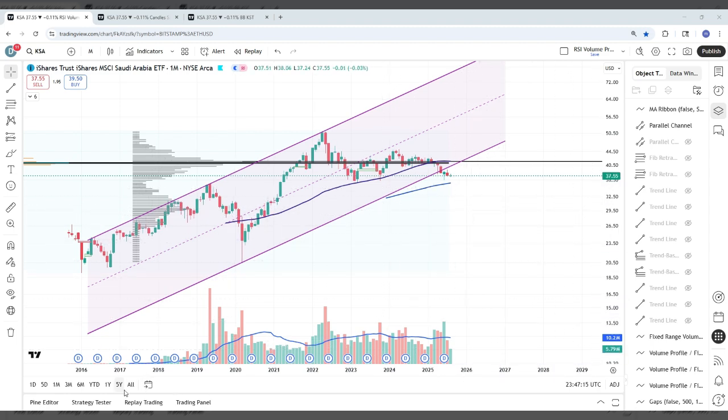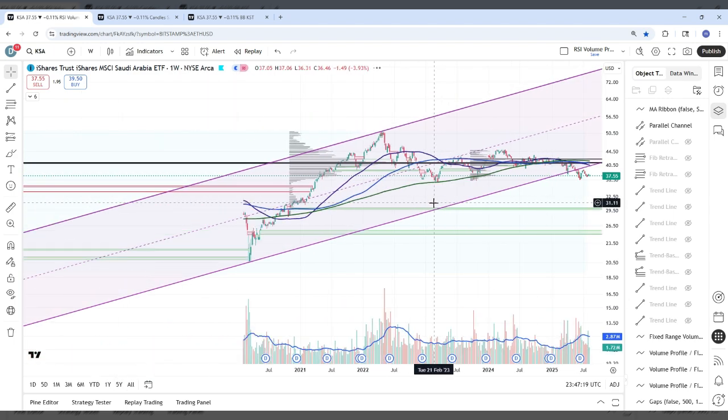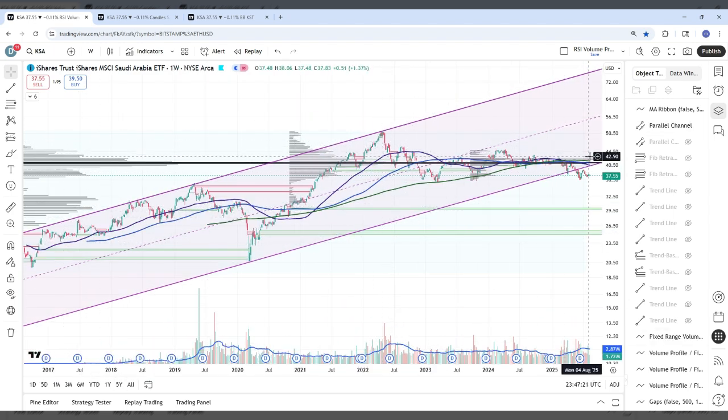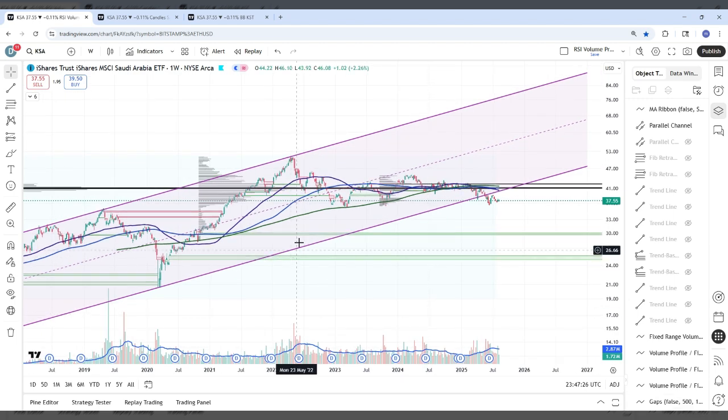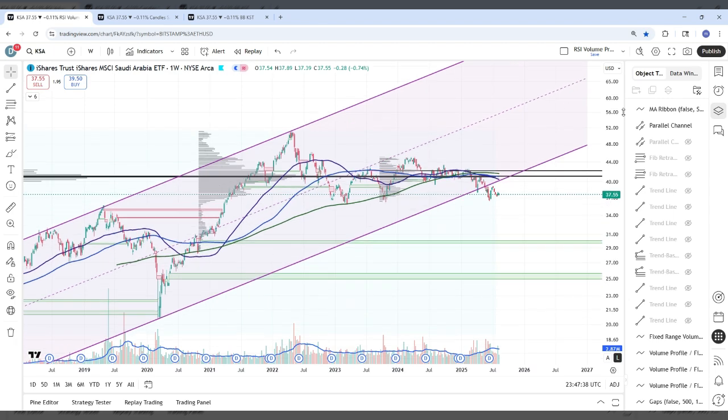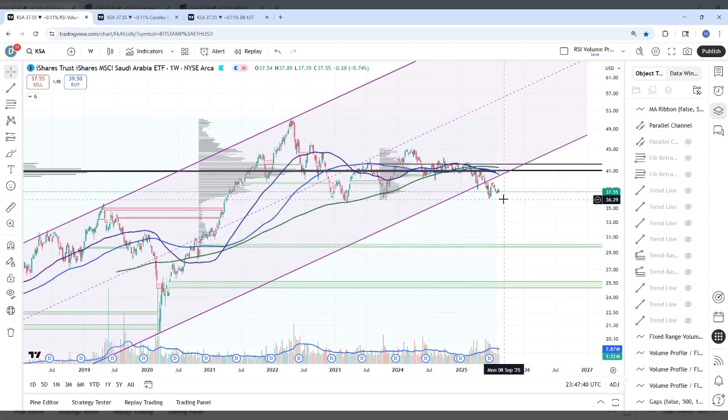So if I zoom into a weekly, you can see that at many different levels, this is our point of control up here. And our lines are all gathered up. And that usually means we're going to make a move. So it could be up or it could be down. It's really going to depend on what happens next.